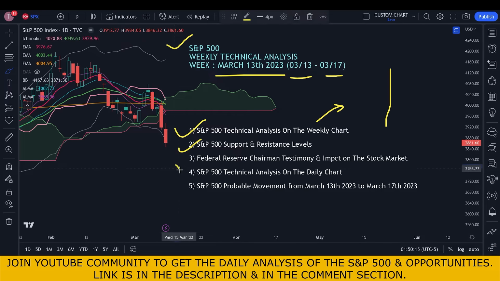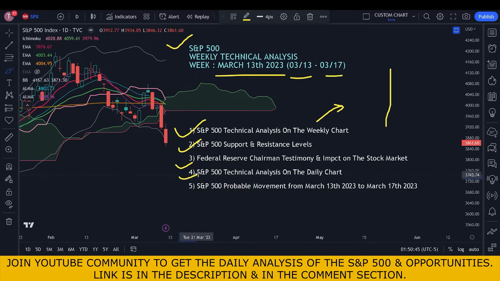Then comes the third point of the agenda of this S&P 500 weekly technical analysis. The third point of the agenda is the Federal Reserve Chairman's testimony to the Senate and to the House and its impact on the entire stock market, not just on the US stock market, but also on the global stock market.